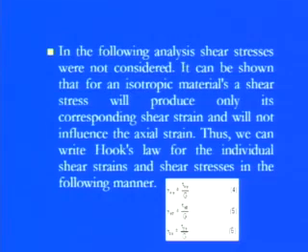Thus we want to write Hooke's law for the individual shear strain and stress in a different manner. If the shear stress tau xy is there, it will induce the shear strain gamma xy. So gamma xy is equal to tau xy divided by G.